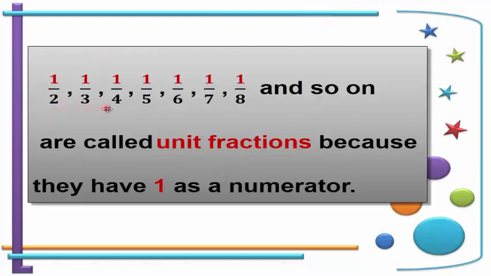1 over 2, 1 over 3, 1 over 4, 1 over 5, 1 over 6, and so on are called unit fractions. Why? Because they have 1 as the numerator.